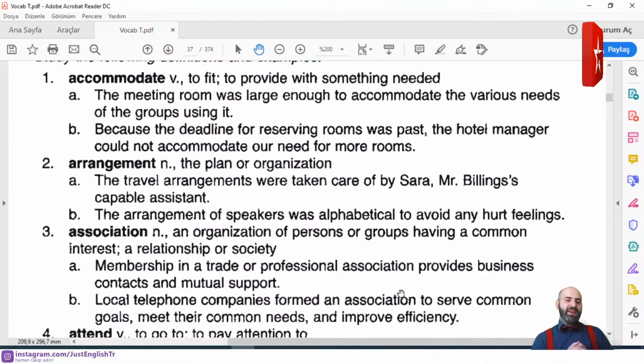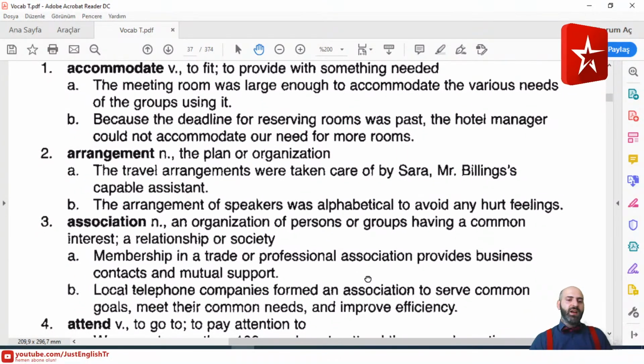Sentence B says, local telephone companies formed an association to serve common goals, meet their common needs, and improve efficiency. I think you understand the sentence. It's not a difficult one. And we don't need to explain this sentence, I guess.